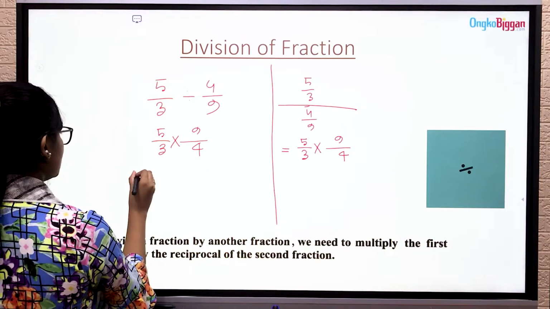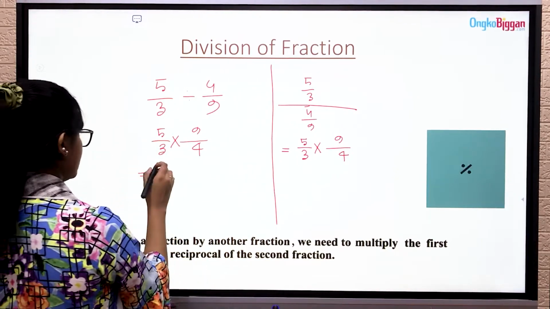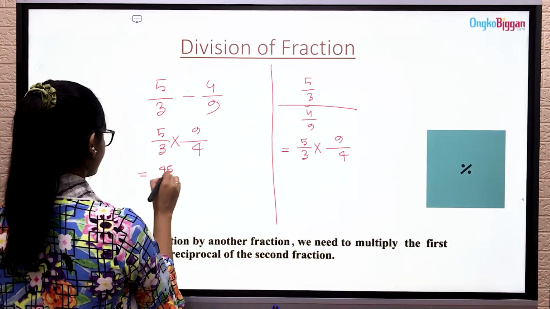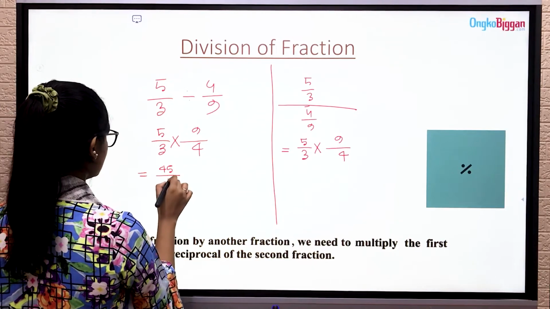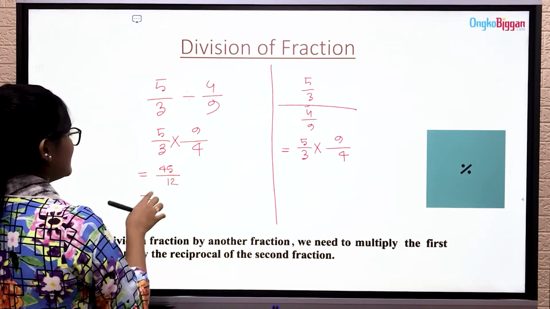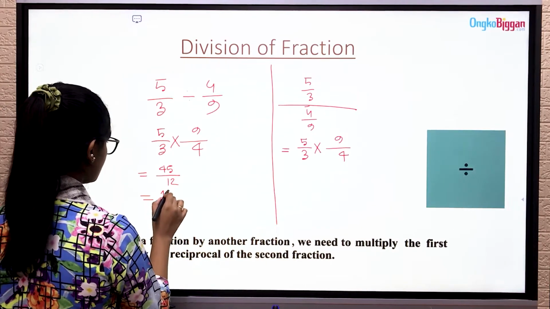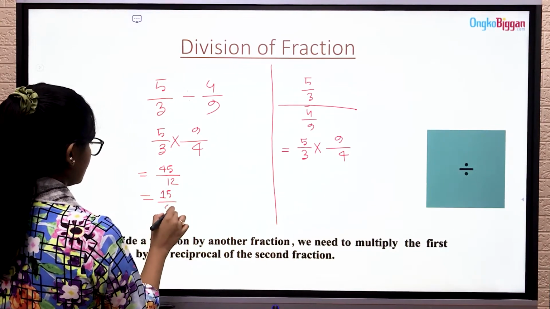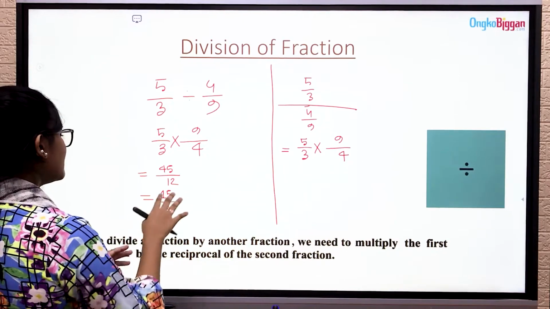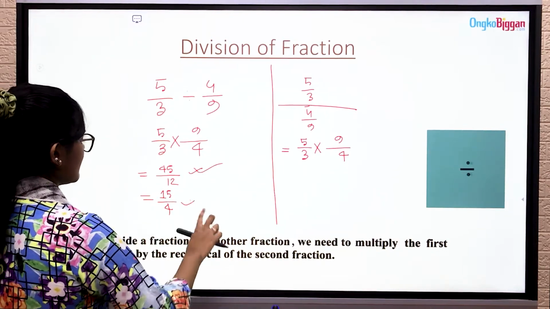So after that, it's the regular process, that is 5 times 9 is 45 and 4 times 3 is 12. And we can factorize it if you want, like 3, 15 by 4. So you can keep it up to this, or you can factorize.